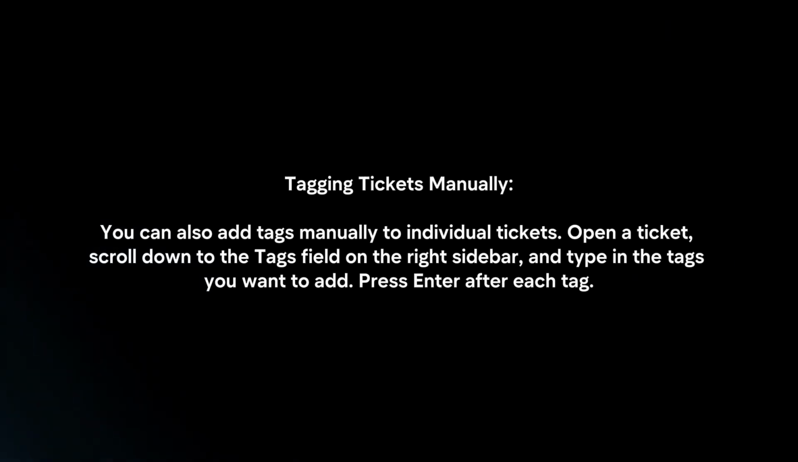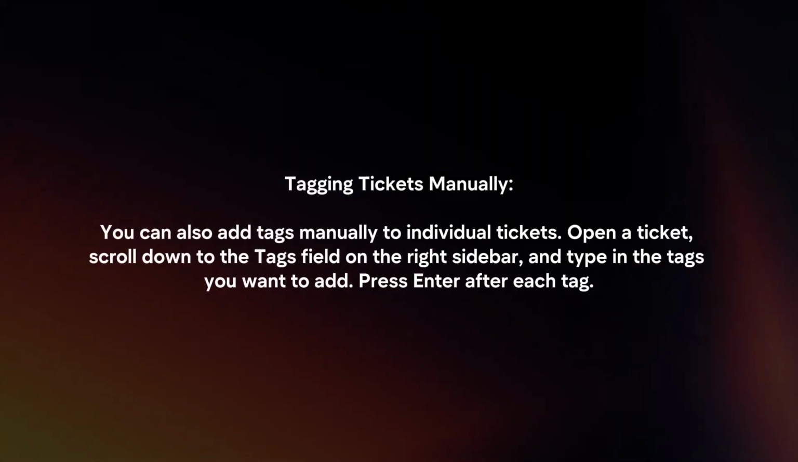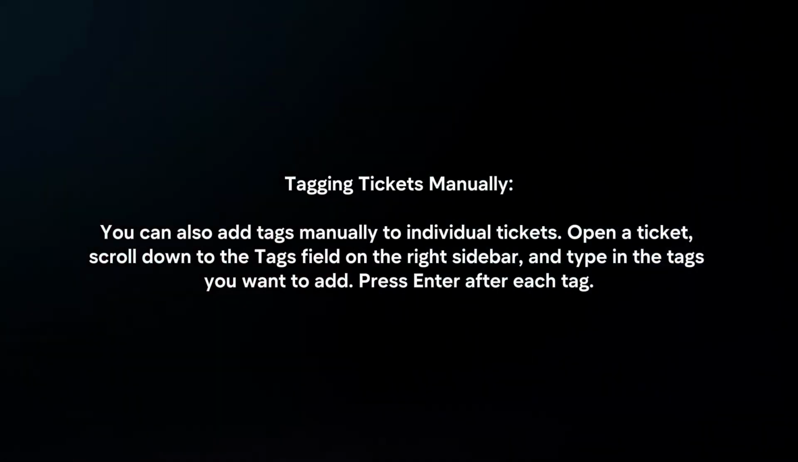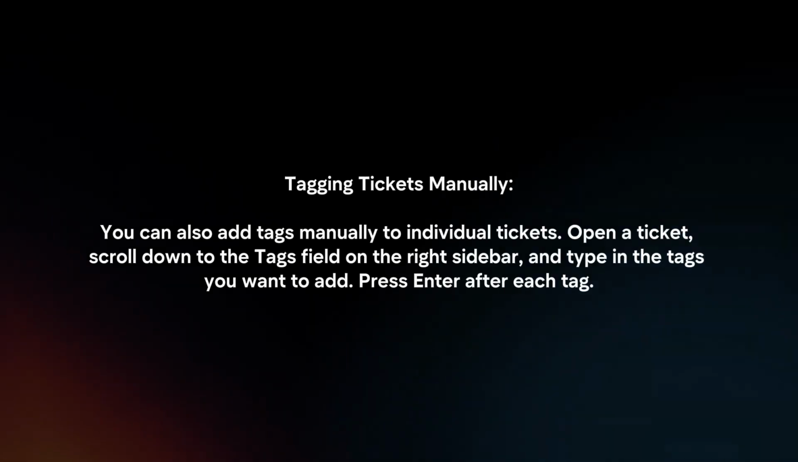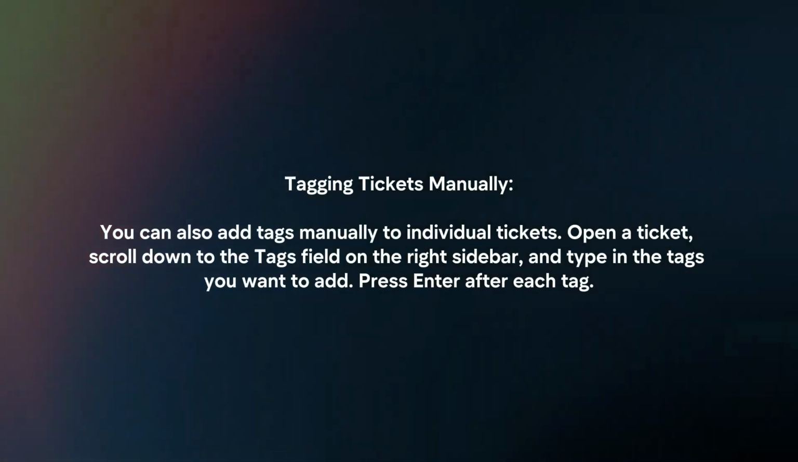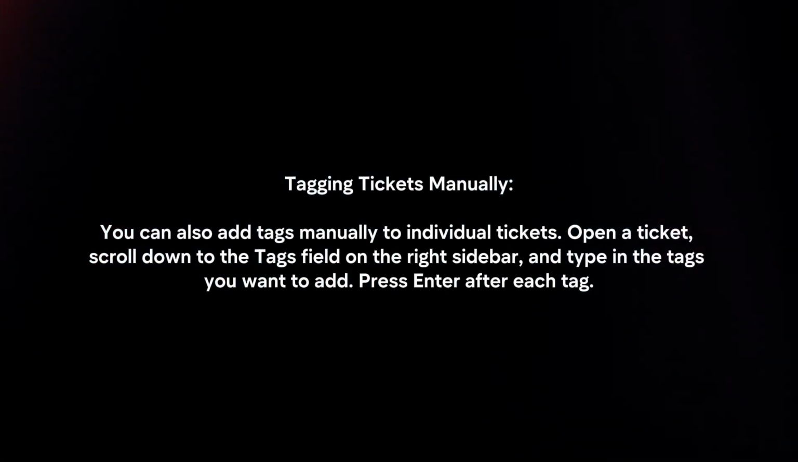Tagging tickets manually. You can also add tags manually to individual tickets. Open a ticket, scroll down to the tags field on the right sidebar and type in the tags you want to add. Press Enter after each tag.